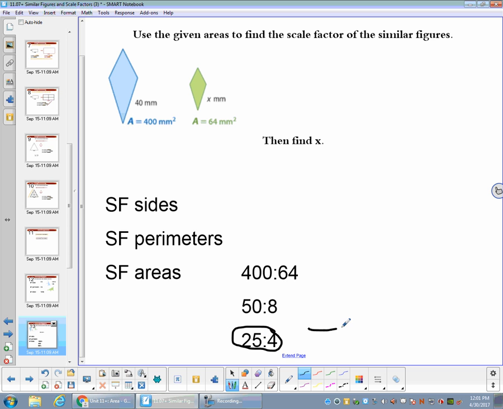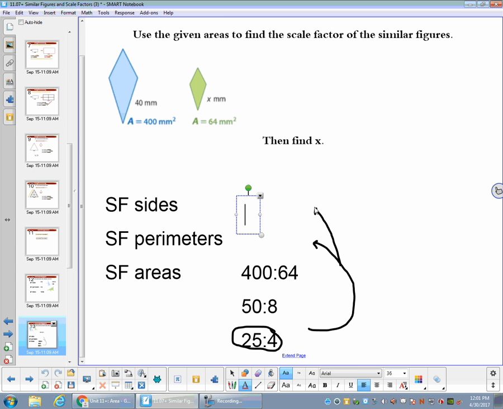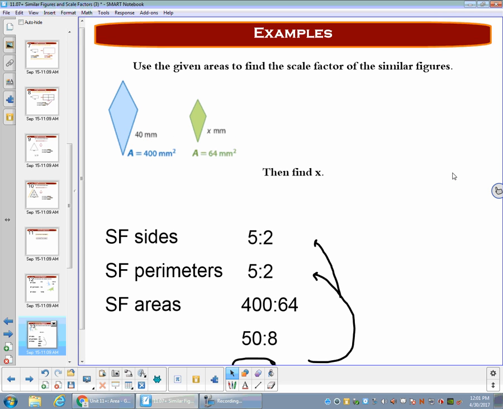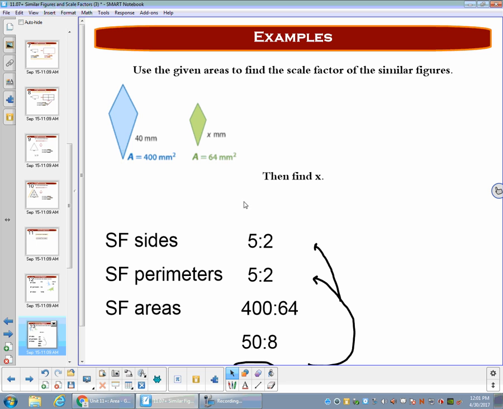How would I go back to the ratio of perimeters and sides? Well, these are the same. We have to square these numbers to get here, so we have to square root to go backwards. So both of these have a ratio of 5 to 2. Hopefully that made sense, because we're square rooting these to get the scale factor for the sides and perimeters.